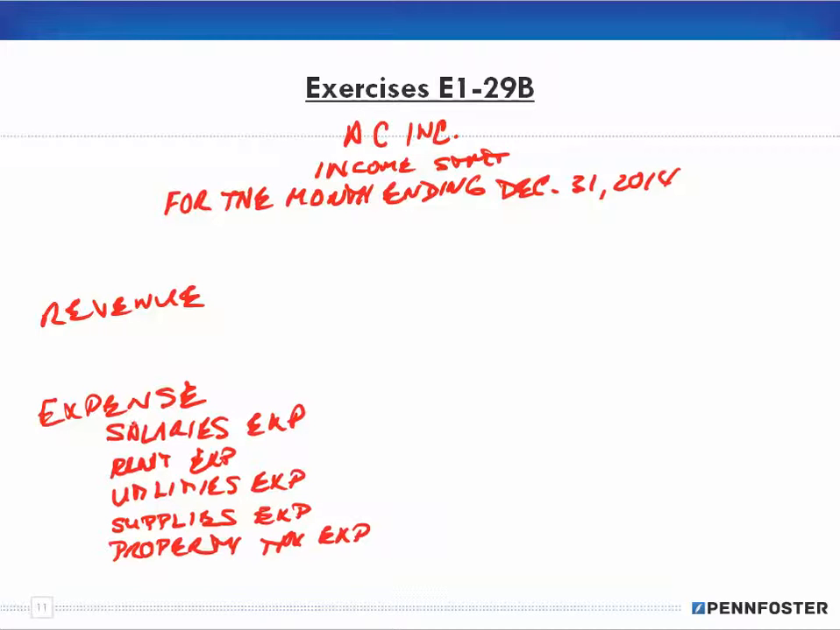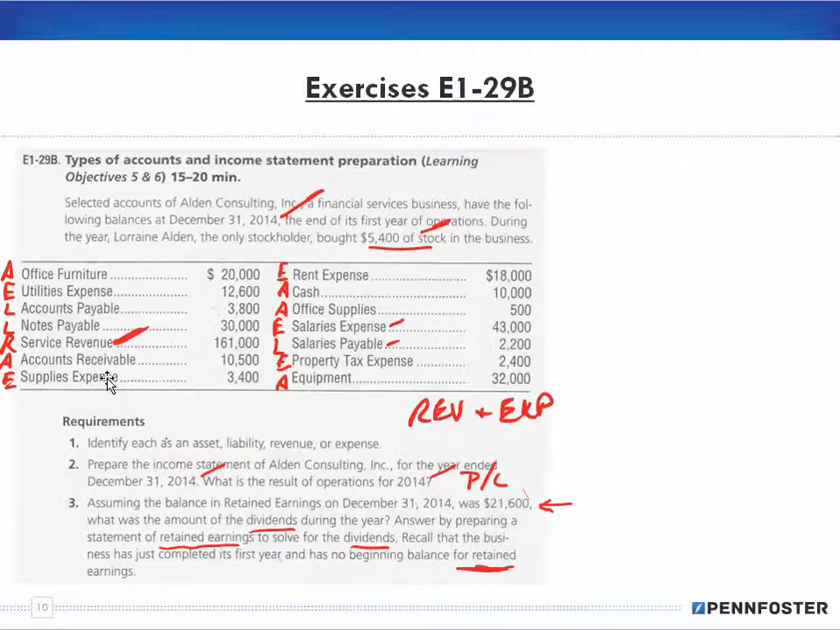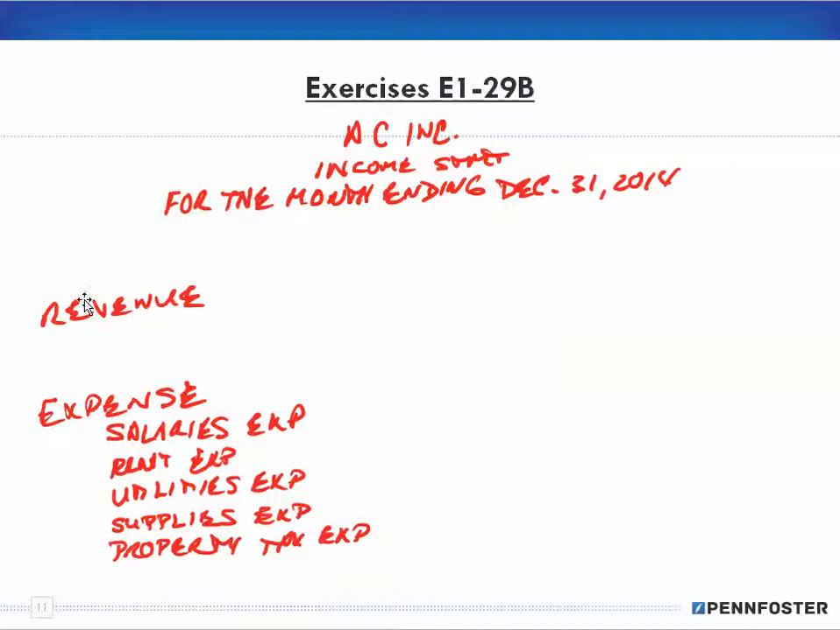And that's all of my expenses. So if you come back up here to the data, you see there's my utility expense, my supply expense, rent expense, my salary expense, and my property tax expense. So that's what I'm doing, I'm listing those here.